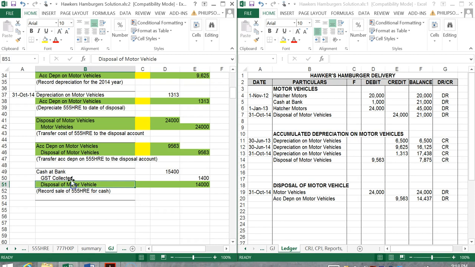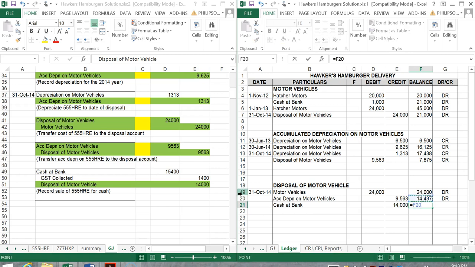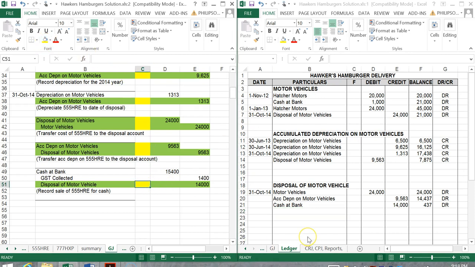Okay, and then so then disposal of motor vehicle credit, so 14,000 credit to the disposal account, with particulars being cash at bank. And so we're taking a credit away from the debit, so equals 14,437 minus 14 gives us 437, still a debit balance. So with the debit balance still in the disposal account, we've achieved a loss on the disposal.